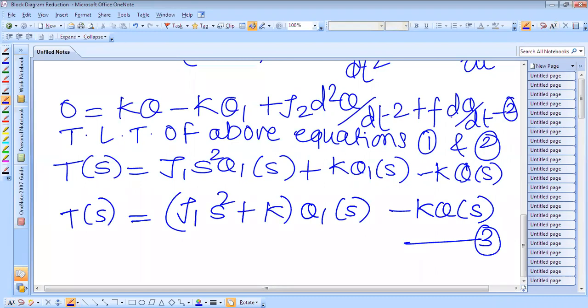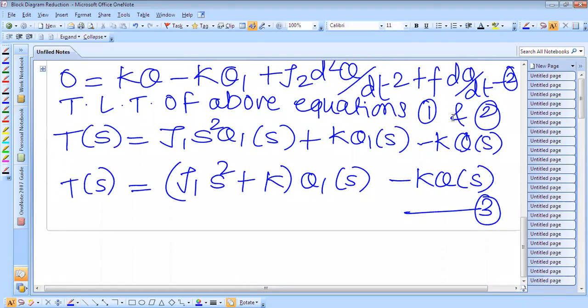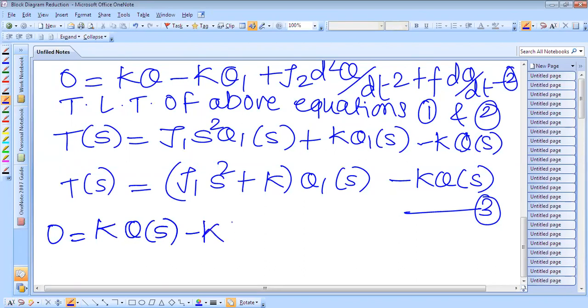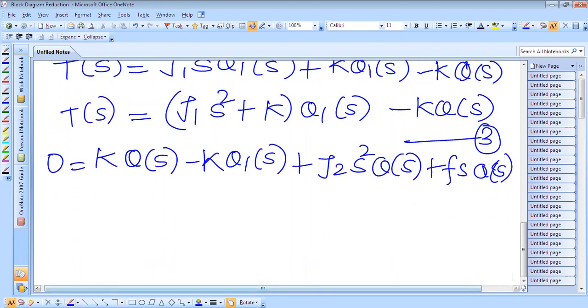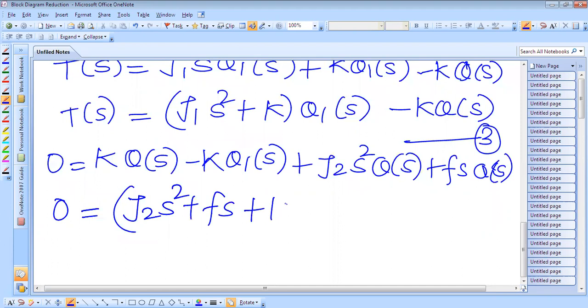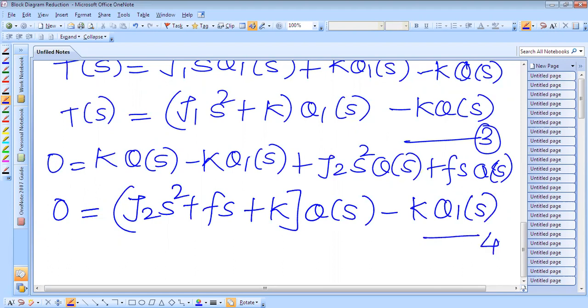Again, we take the Laplace transform of equation 2. The Laplace transform of equation 2 gives K into theta of S minus K into theta 1 of S plus J2 into S square theta of S plus F into S theta of S. Again, we take theta of S on one side: J2 S square plus F S plus K, times theta of S, minus K into theta 1 of S. This is equation number 4.